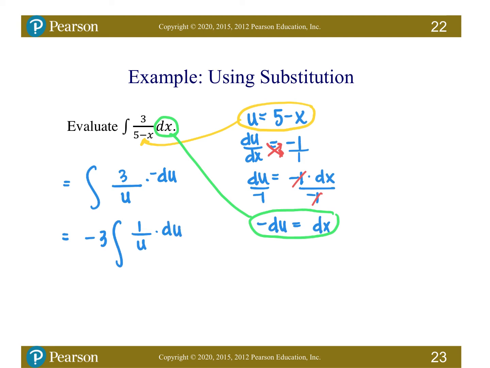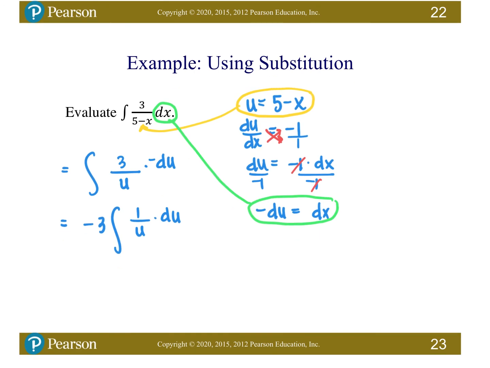And that 1 over u is that special case where we have a single term in the denominator, which is going to be the natural log. So we'll have negative 3 of the natural log of the absolute value of u plus the constant of c. And then replace your u with the substitution, 5 minus x, in the absolute value, plus the constant of c.